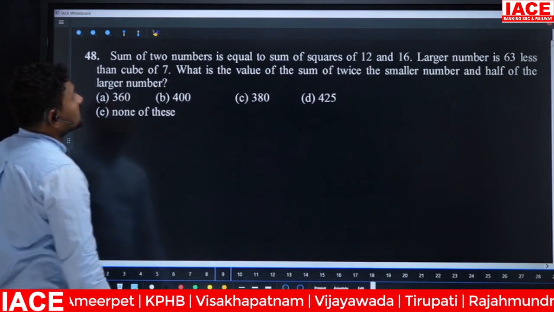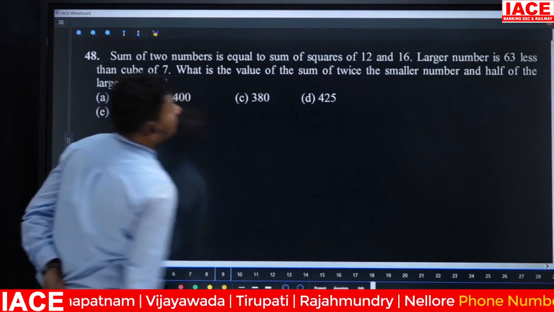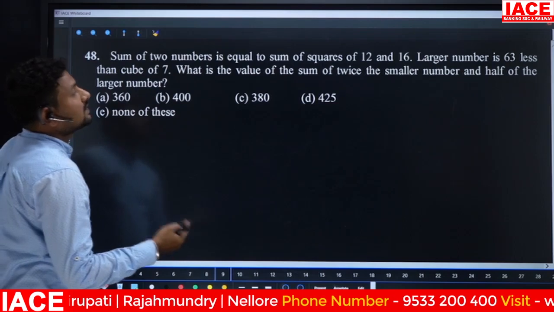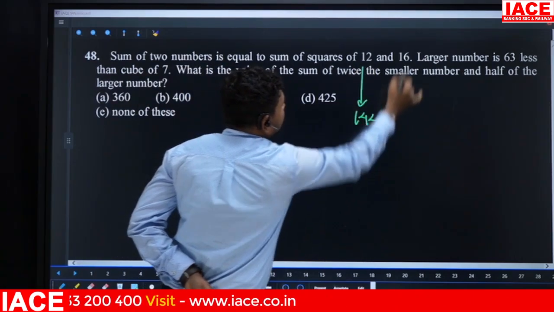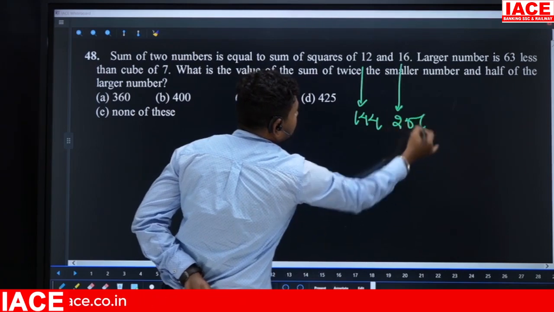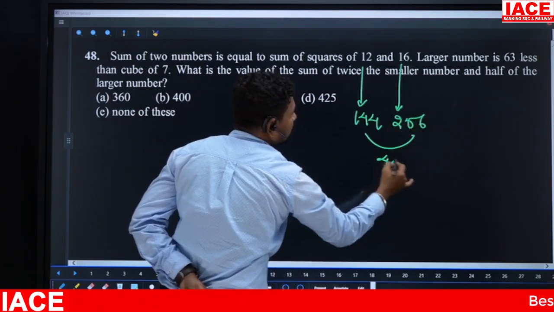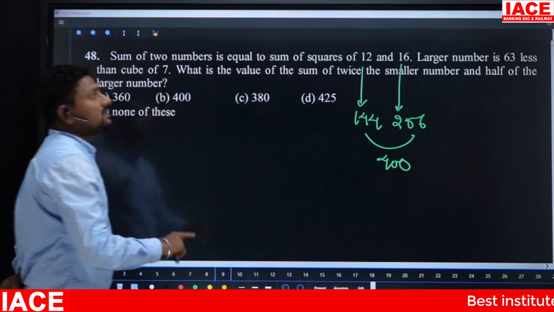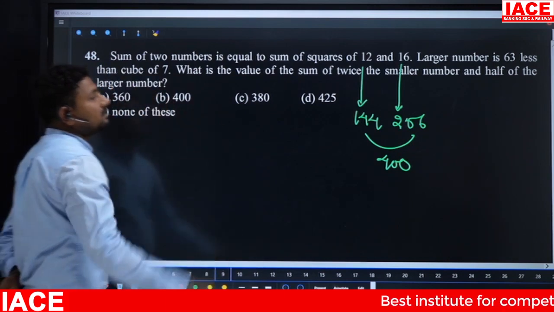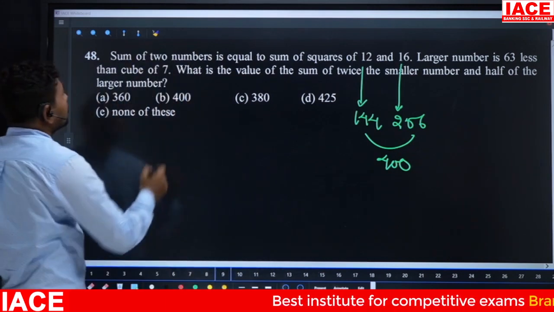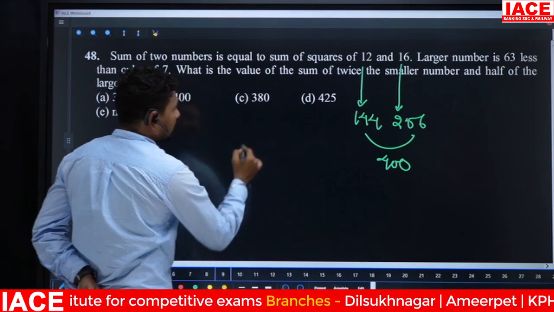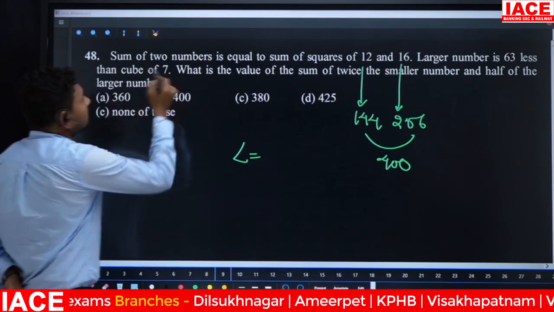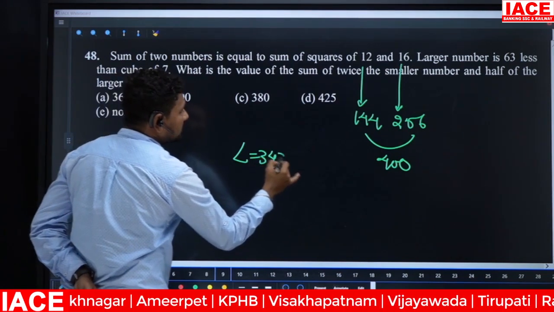Go for the next one. The sum of two numbers is equal to the sum of the squares of 12 and 16. Two numbers are there, and 12 square value is 144. 16 square value is 256. The sum of these two numbers is 400. One is the larger number, one is the smaller number. The larger number is 63 less than the cube of 7. For the larger number they have given the relation with 7 cube. 7 cube value is 343.